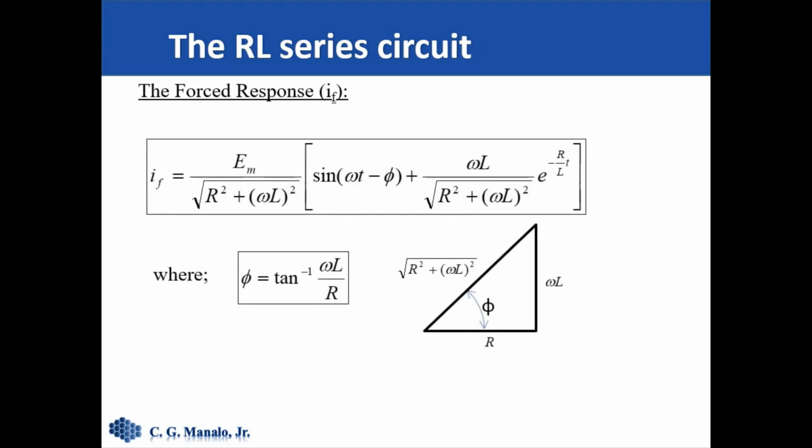The forced response can be arranged to look like this. We introduce a new quantity called phi, and phi is defined as the inverse tangent of omega L over R.